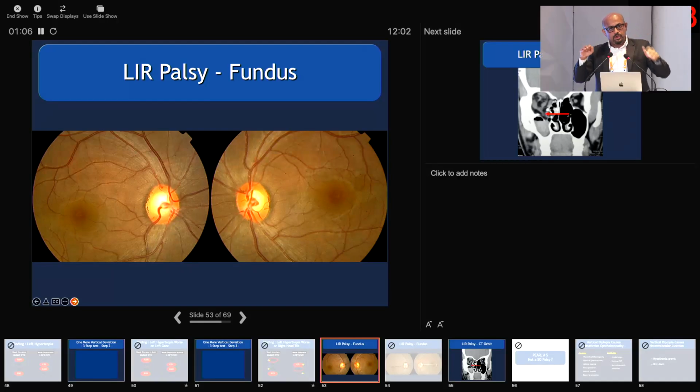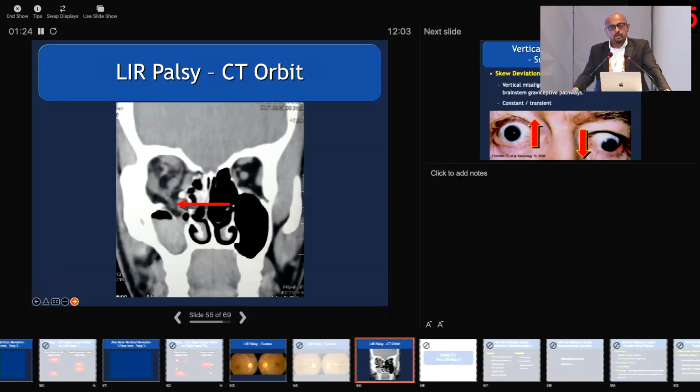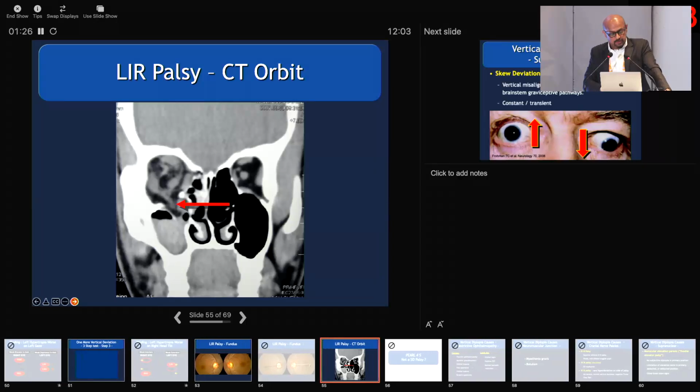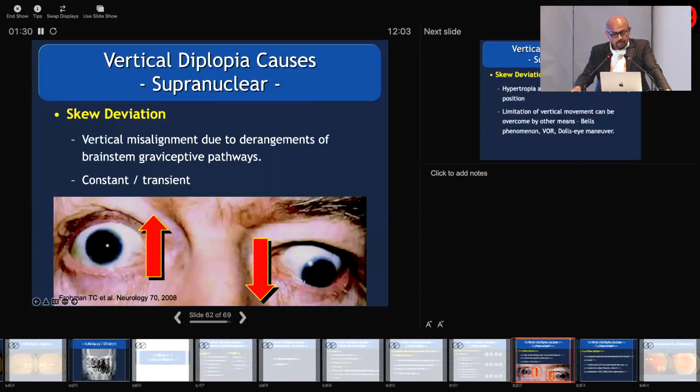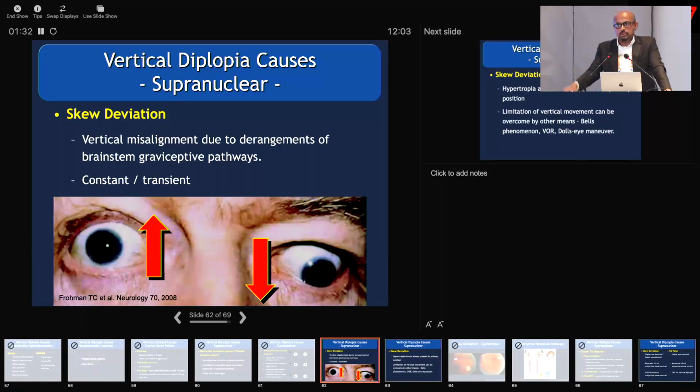So in a superior oblique palsy, you'll find that the hypertropia is more when the higher eye is adducting. In this patient with the left inferior rectus palsy, because the inferior rectus works when the eye is abducted, you would have found that the hypertropia was more when the higher eye was abducting. And this was a patient who had a floor fracture, and this is the CT orbit, where you find there is a fracture of the orbital floor. So that's about the superior oblique palsy or a blowout fracture.